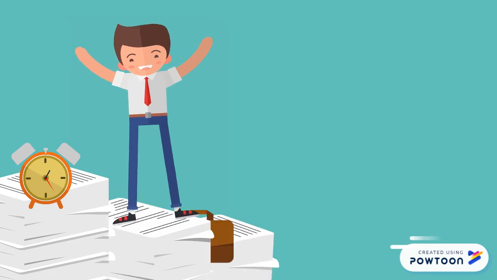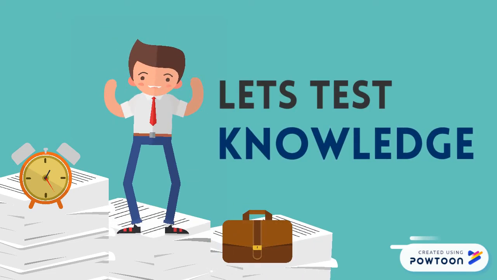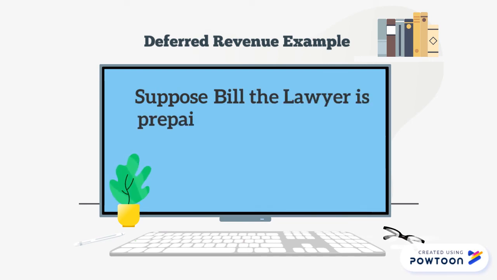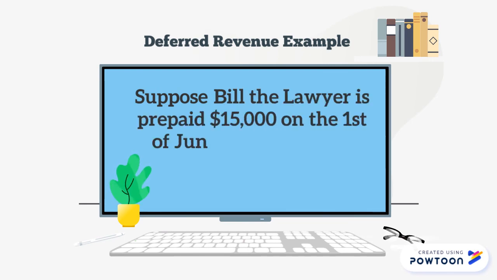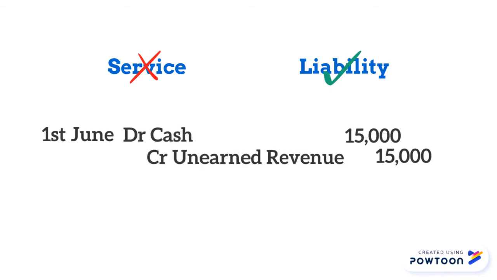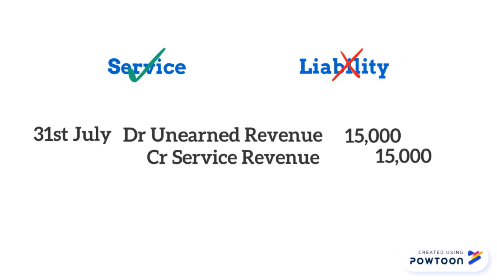Now it's time to test your knowledge and go through some examples. Suppose Bill the lawyer is prepaid $15,000 on the 1st of June for work to be completed in July. As Bill is yet to perform the service, the $15,000 he has been paid is recorded as a liability for the month of June. Therefore, Bill would debit cash and credit unearned revenue. Once Bill has performed his service, the general entry for the month ending July would be adjusted, debiting unearned revenue and crediting service revenue.